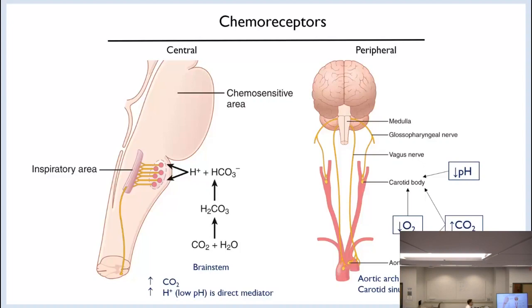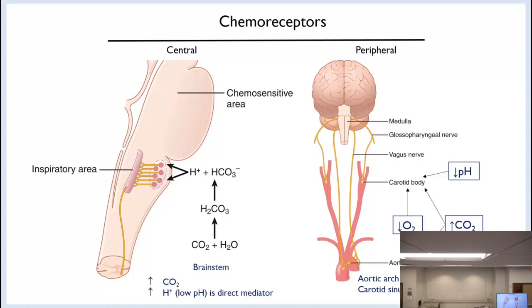A, B, C, D, E, F, all the letters. And you see that the receptors are located in different places in the body. There are central chemoreceptors that respond to different things, so there is like a matching. Central chemoreceptors respond to hydrogen only. Then you have the aortic receptors that respond to changes in oxygen and CO2. And you have the carotid body receptors that respond to oxygen, CO2, and pH levels.